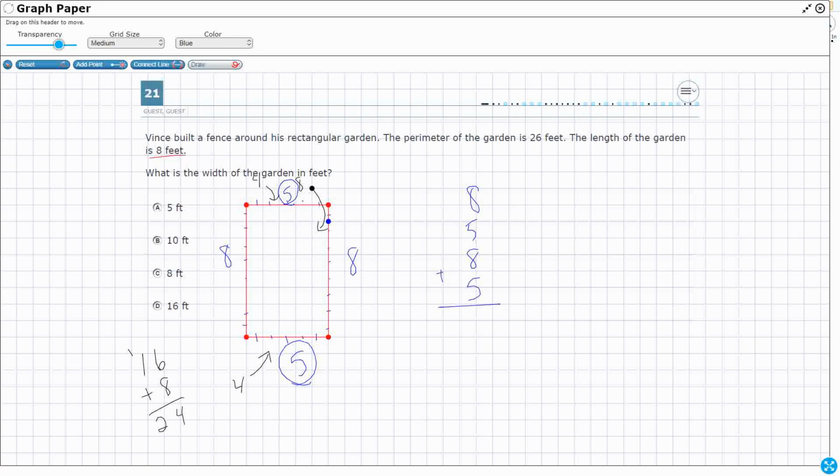Okay, so 5 and 5 make 10. 10 and 8 make 18. And then 18 and 8 make 26. So that's what I needed.